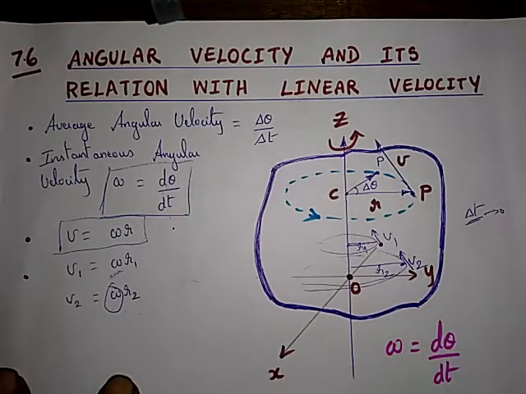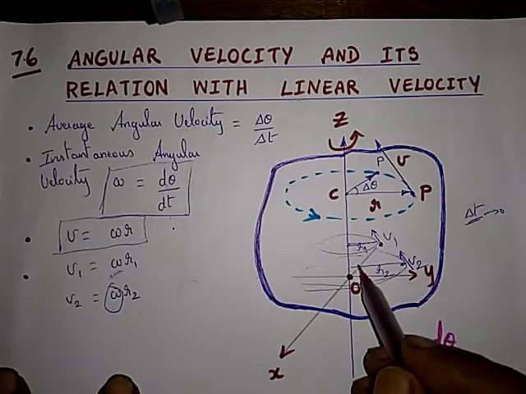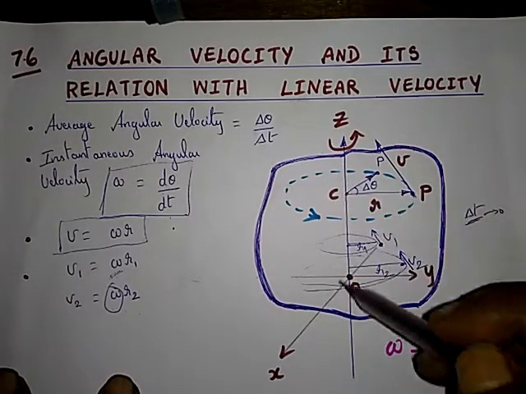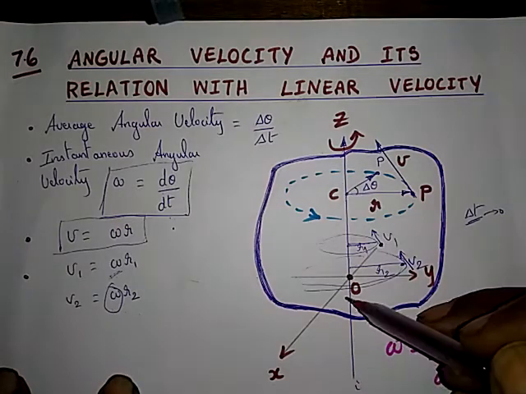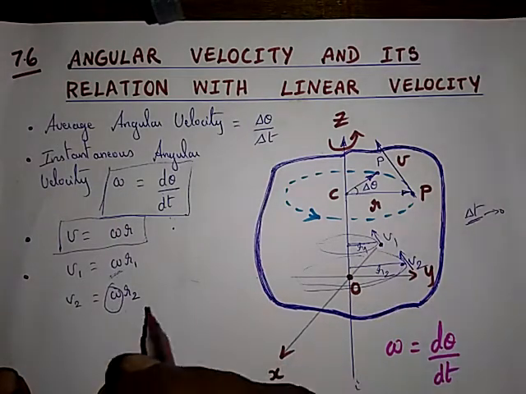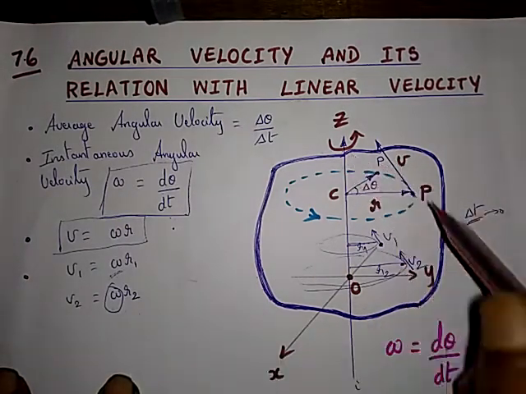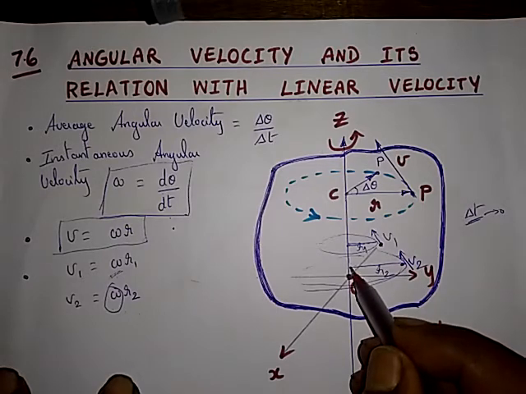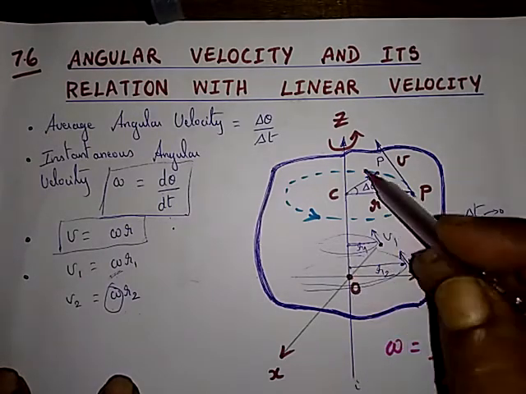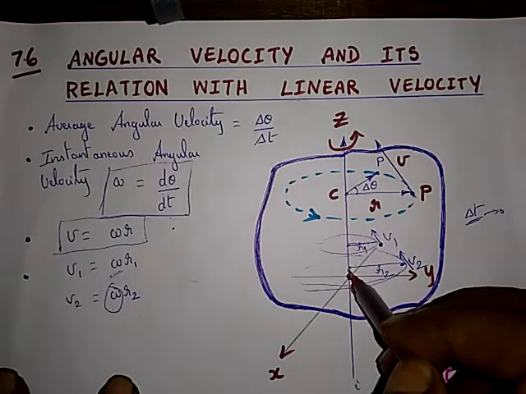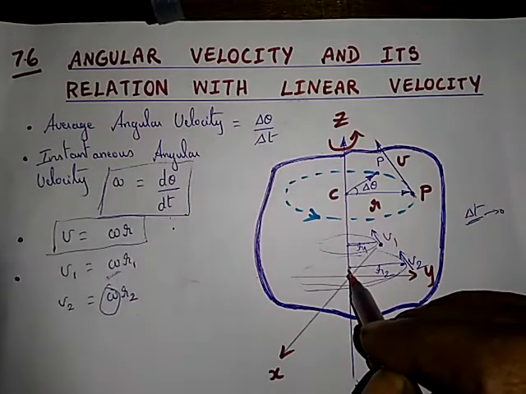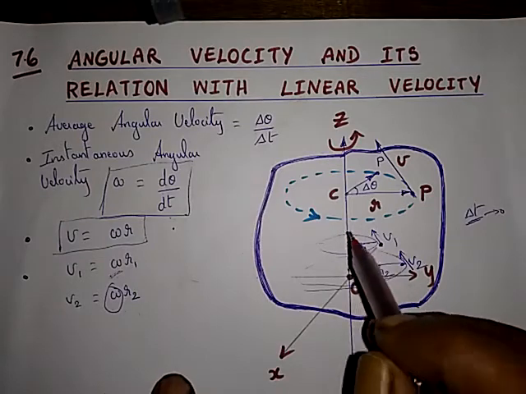Now what happens if r tends to 0? This radius is 0, which means the point falls on the axis, the z-axis. In that case, there is no linear velocity, it is 0. So if this r value tends to 0, that means the point lies exactly on the axis itself, then the linear velocity is 0. This is the point you have to remember.